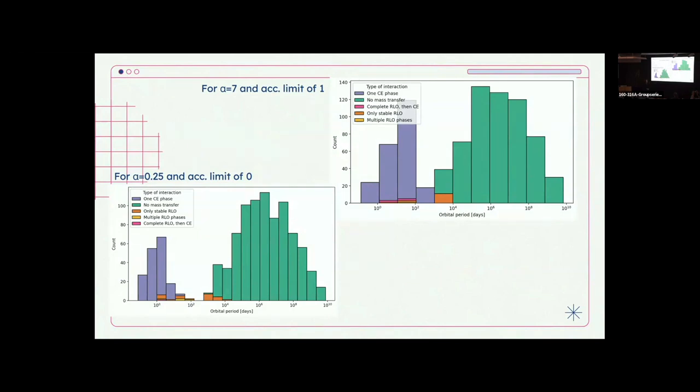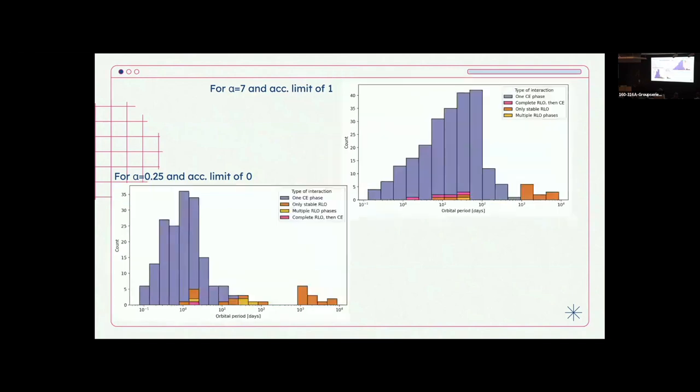the period distribution. So the main trend that we see is that if you go through a common envelope phase, you end up with shorter periods, which is going to be high delta Argmax. And if you go through basically no mass transfer, then you're just going to have very long periods because you didn't interact after all.